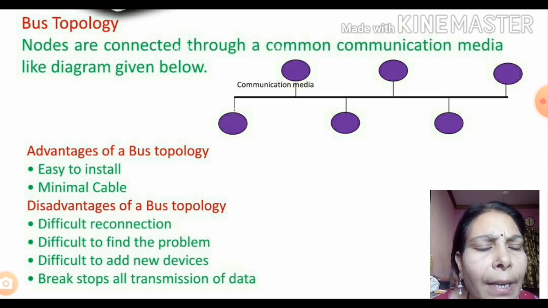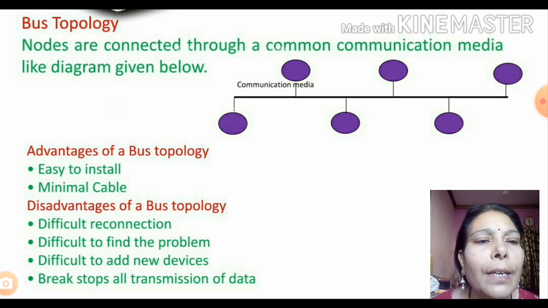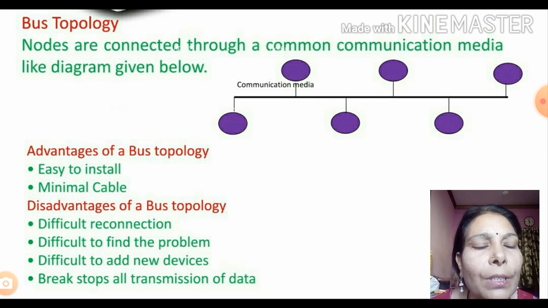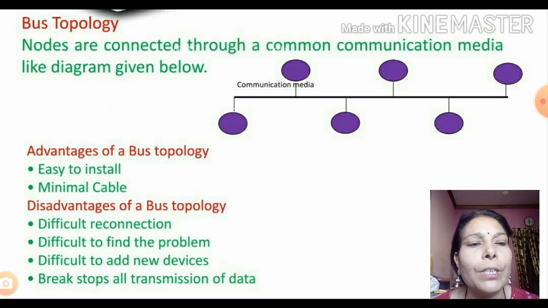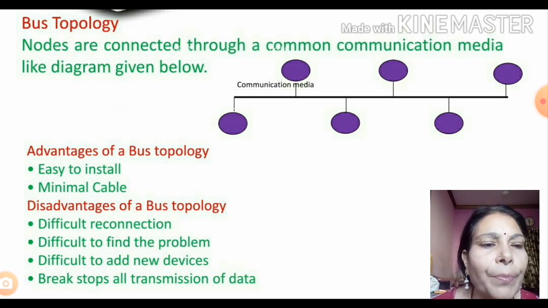Suppose any particular node is not working in the topology, and we want to diagnose which node is not working. To find out or diagnose the faulty node is very difficult, because we have to check every point where the nodes are connected, and then find out which node is faulty in the network. So it's very difficult to find or diagnose the faulty node.